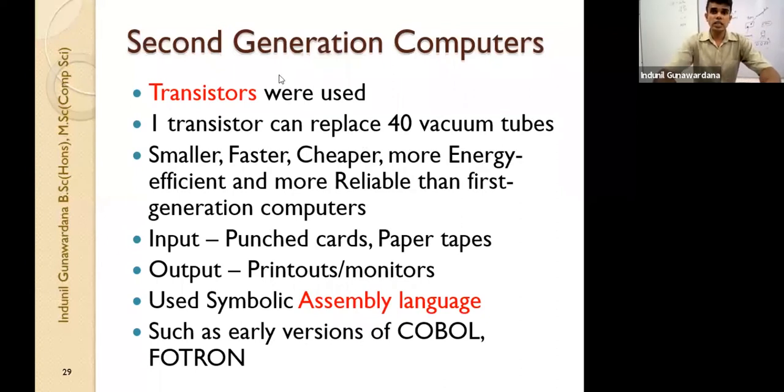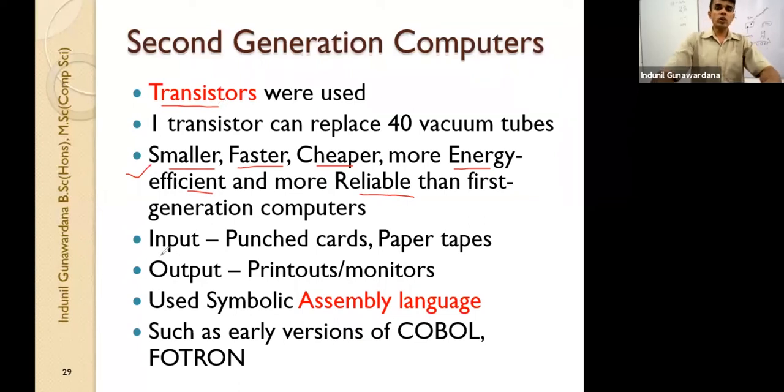The other proofs here: they are going to get smaller, faster, cheaper, and more energy efficient. It is cheap as well, we have to use only one small transistor. Energy efficient and more reliable than the first generation computers. Why? This is made with a small number of equipments. That's the level of the transistors which are used in our second generation computers.